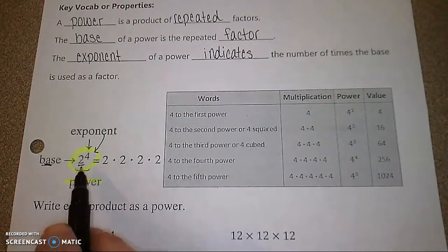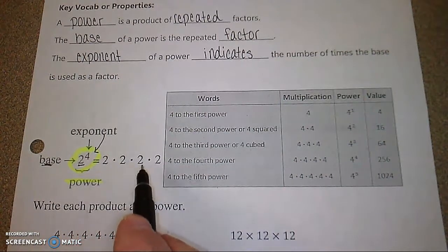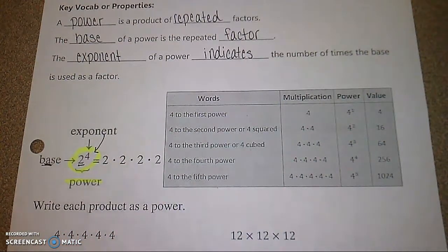Okay, so this does not mean 2 times 4. This means 2 times 2 times 2 times 2. Okay, so 2 is used as a factor 4 times.